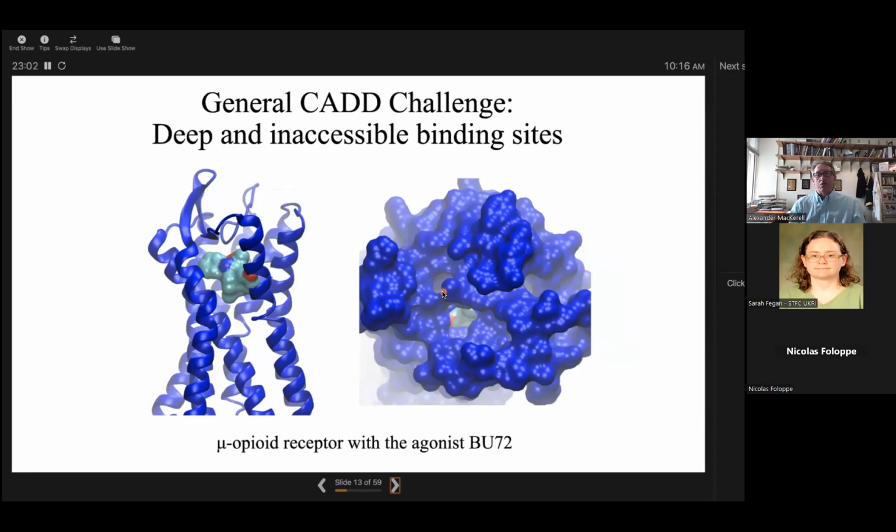more challenging systems, such as GPCRs, where you have very deep or totally inaccessible binding pockets. And here, I'm looking at the mu-opioid receptor with the agonist BU72 bound. This is just the crystal structure, and you can see that the ligand is fairly deep in the binding pocket. And if you look down from the top of the solvent accessible surface, it's largely inaccessible. But for the SilCS technology to be useful, we have to map out this interior binding pocket, as well as binding pockets on the surface.